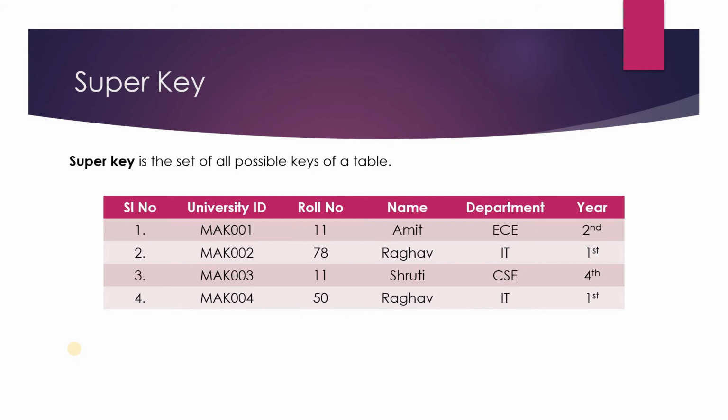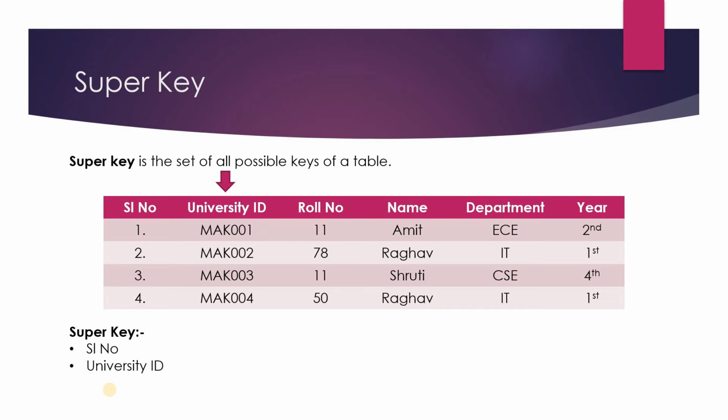So first we'll discuss the super key. What is a super key? Super key is a set of all possible keys of a table. Now let's take a look at the previous table. Here, as we already discussed, the serial number was a key, the university ID was a key.